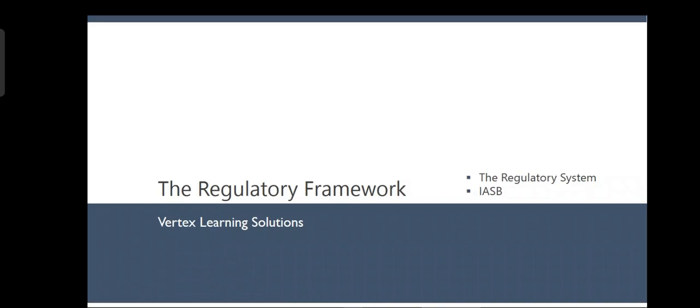So regulatory framework is the structure of the organizations and the process of making IFRS, whereas the conceptual framework, which will be our next chapter, talks about the fundamental rules, the fundamental principles which lie behind the standards. And what we are going to discuss in this chapter, regulatory framework, is the regulatory system and the IASB. So let's start the topic.